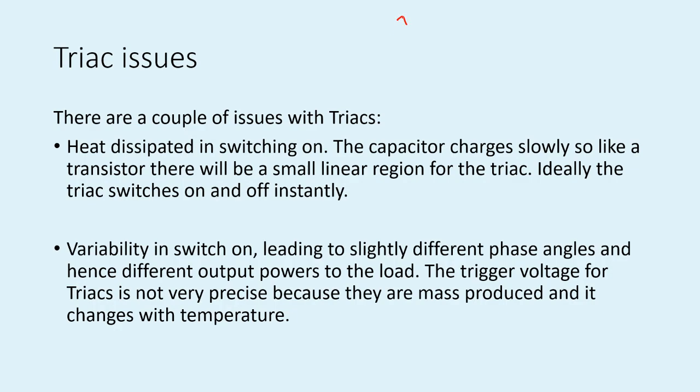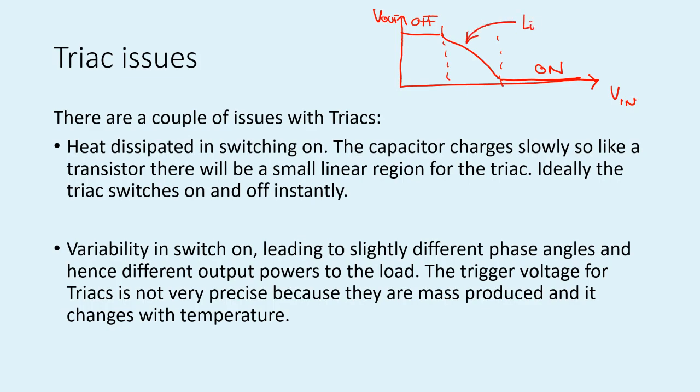So remember, for our BJT, we've got a graph that looks like this. This is the off region, this is the linear region, and this is the on region. Now the linear region is the problem, and that's where we get heat dissipated, because we have both a voltage flowing and a current flowing, which means we've got power.